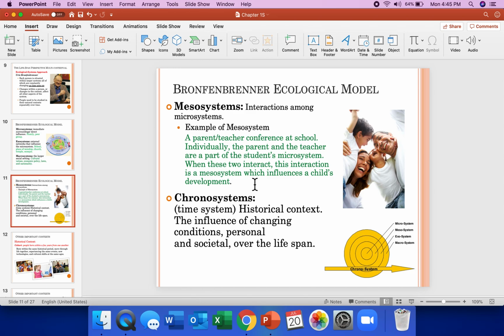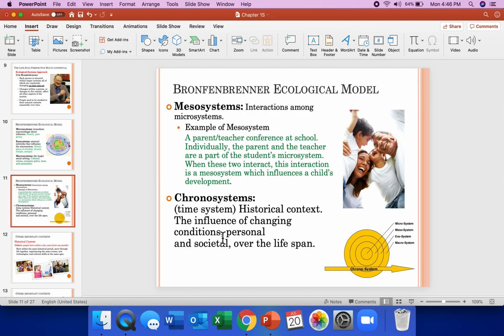Ultimately, it will affect the child because individually the parent is part of the child's microsystem and the teacher is part of the child's microsystem. But when the teacher and the mom or the parent sit together and talk about how they can devise an IEP that helps the child or a discipline plan that helps the child, then ultimately they are affecting the child's development.